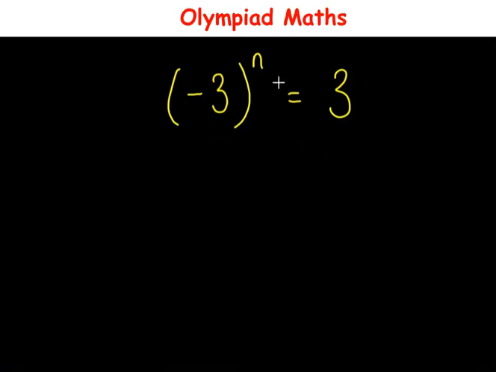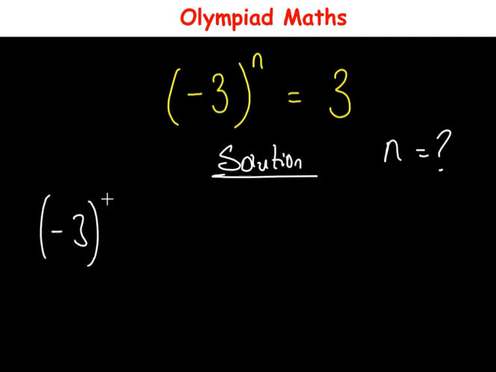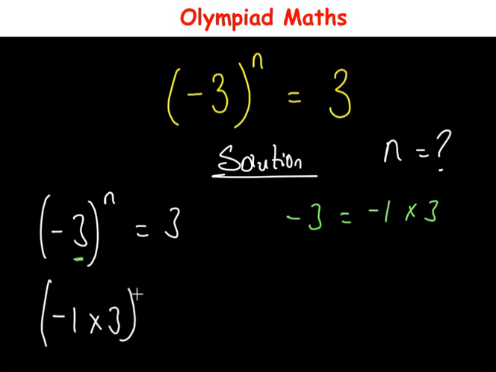So we have (-3)^n = 3, and here we have to solve for the value of n. So n is the unknown we have to solve for. To solve this, we have in brackets minus 3 all raised to power n is equal to 3. So we can express minus 3 as minus 1 times 3. So we can write this down instead of minus 3 as in brackets minus 1 times 3 all raised to power n is equal to 3.